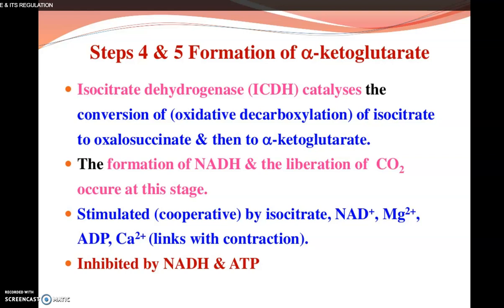Stimulated by isocitrate, NAD+, magnesium, ADP, and calcium 2+ ions.